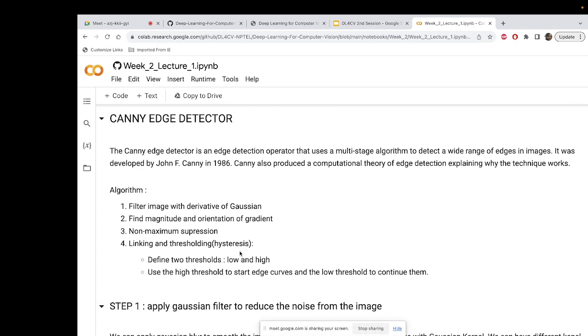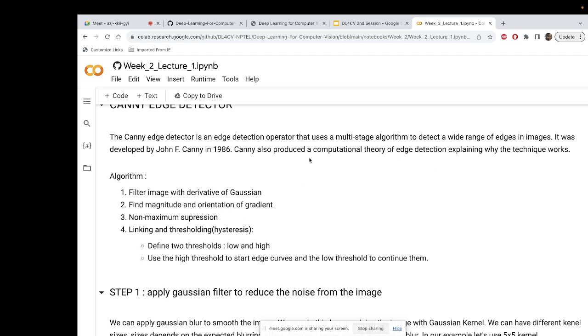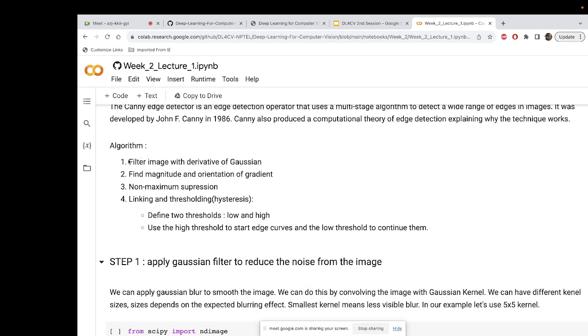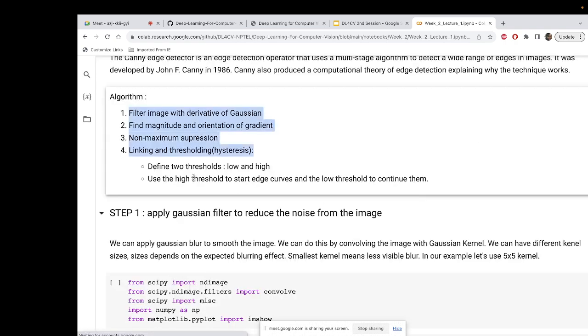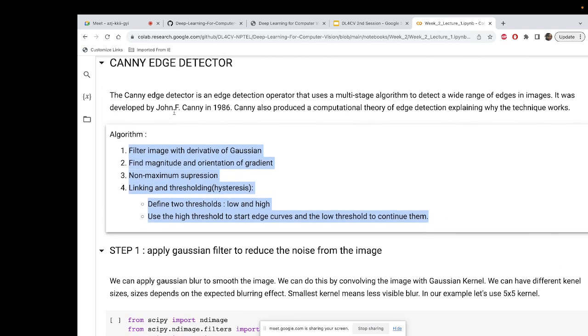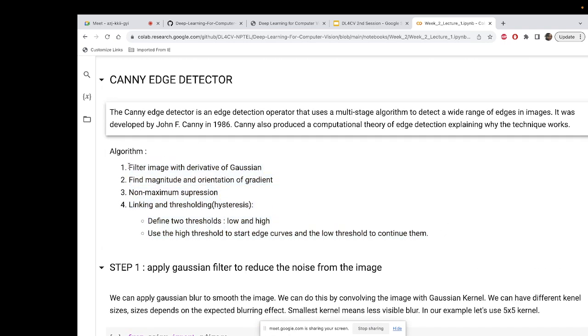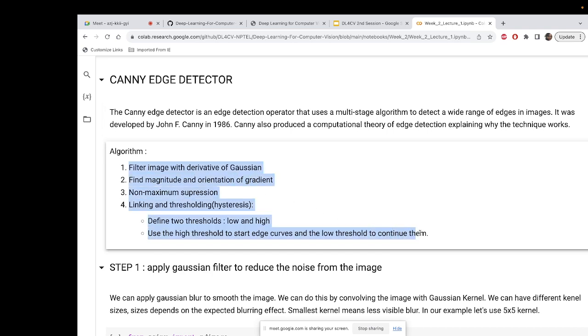The Canny edge detector is by far the most popular edge detector algorithm. It is something that is used even to this date, so you should know it, and it's a very beautiful algorithm. The algorithm, like our SIFT, has 4 parts. These are the 4 parts, and these are the steps you have to follow in order to perform Canny edge detection.